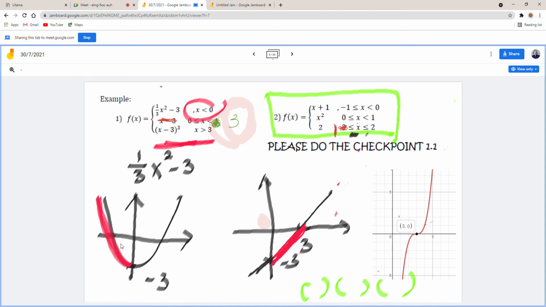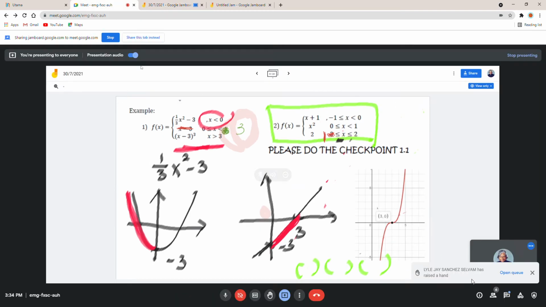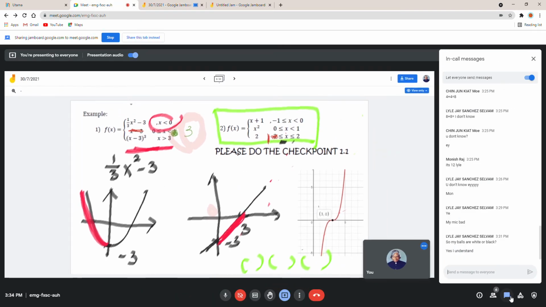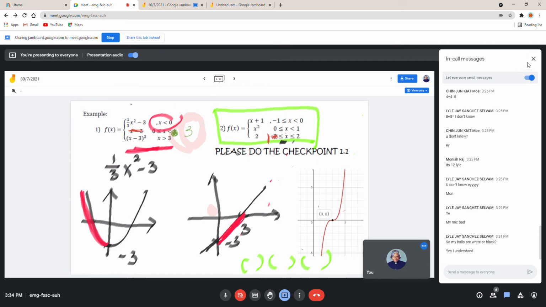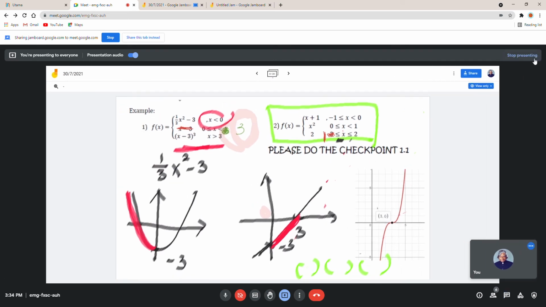Got it. Next one, why did she erase this one? I think this one's x minus 3. Yeah. So x minus 3 is linear, and the graph should be like this. And the domain is from 0 to 3. That means only this part can be taken. Yes, right? Why did you erase it?